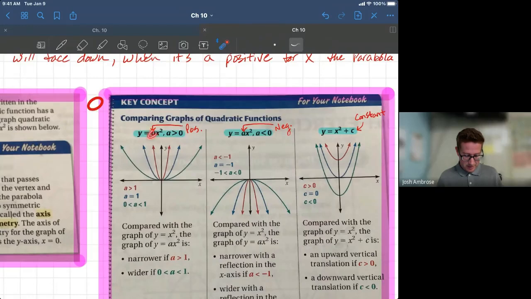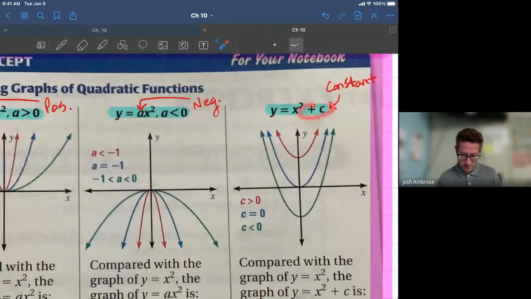If a is positive, like we already talked about, it's going to open up. If a is negative, it's going to open down. But then when you incorporate that value of c, that constant value right here, it's going to move your graph up or down. If it is plus c, that's positive, it's going to move your graph up. If this is minus c, it's going to move your graph down.